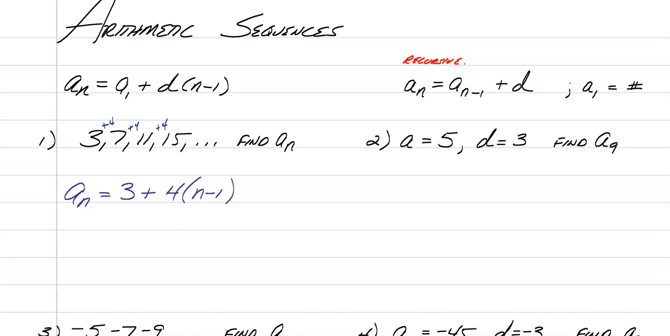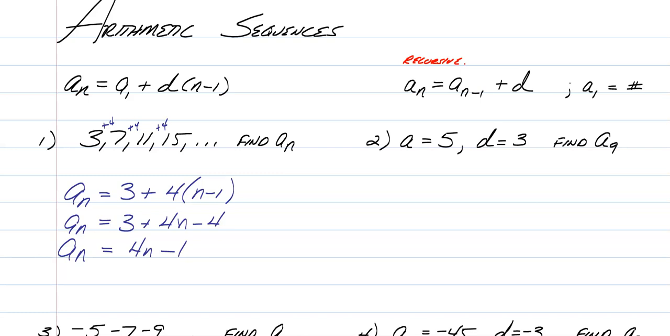And then the rule just means we have to distribute our 4. So a sub n is equal to 3 plus 4n minus 4. And that means a sub n is equal to 4n minus 1, and that is our rule for a sub n.